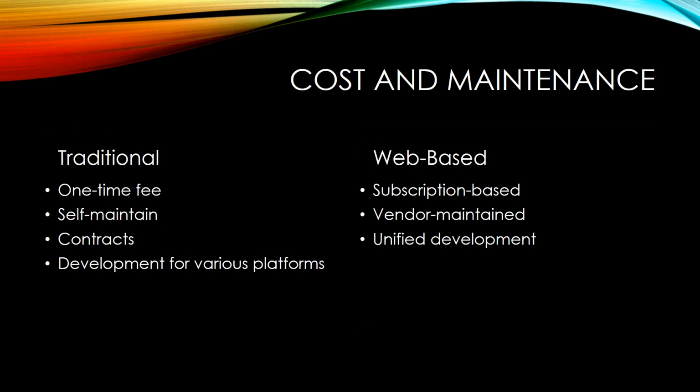Another set of differences that the traditional and web-based decision support system models have is cost and maintenance, and these typically go hand in hand at least a little bit. With a traditional system, you're paying a one-time fee, and that fee grants you ownership of that software. Whereas for web-based, it's not yours, it's a subscription model where you're paying recurring payments, and you're really only buying access to the system and the right to use it.